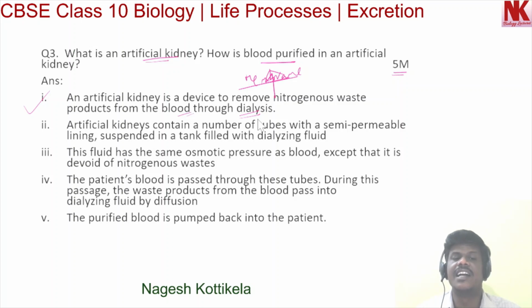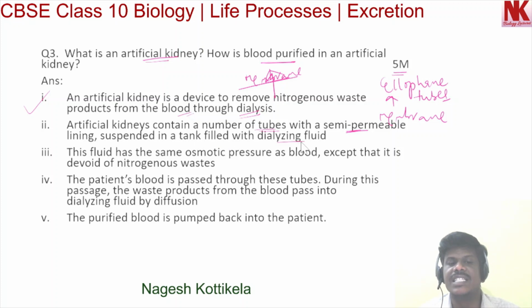Artificial kidneys contain a number of tubes with a semi-permeable lining. This is nothing but the membrane. Now, the semi-permeable membrane is present, which is made up of cellophane tubes. Now this membrane is suspended in a tank filled with dialysing fluid.